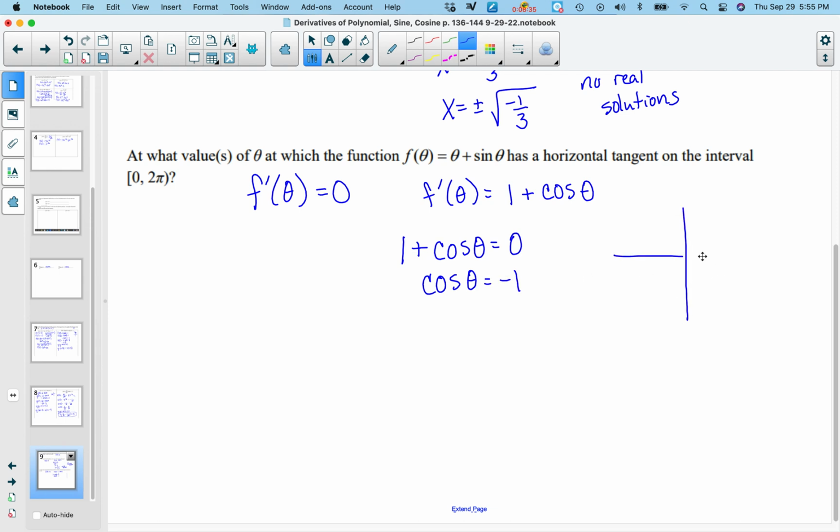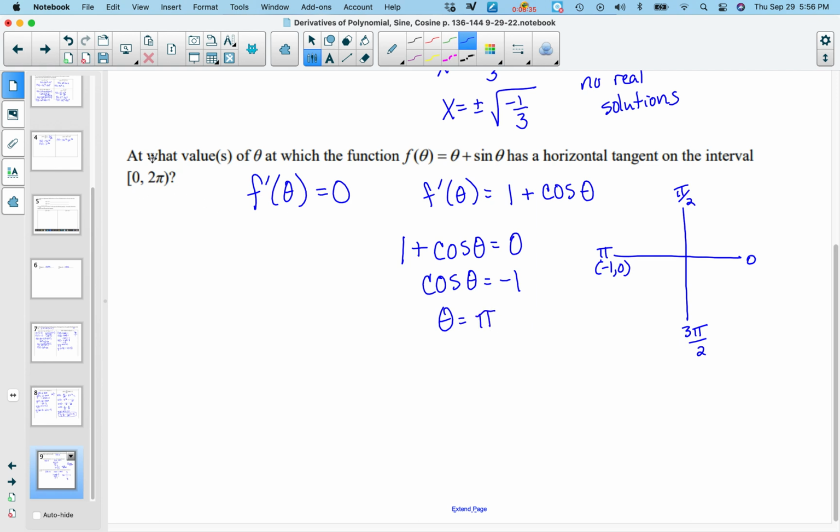Now think on the unit circle. For what angle value on the unit circle do you get a cosine value of negative 1? Remember, this is 0, pi over 2, pi, 3 pi over 2 on the unit circle. The sine and cosine values are going to be 1, negative 1, or 0 on the quadrantal angles. Remember that at pi, we get negative 1 comma 0 as the ordered pair. Cosine is the first coordinate, the x-coordinate. So theta would have to be pi.